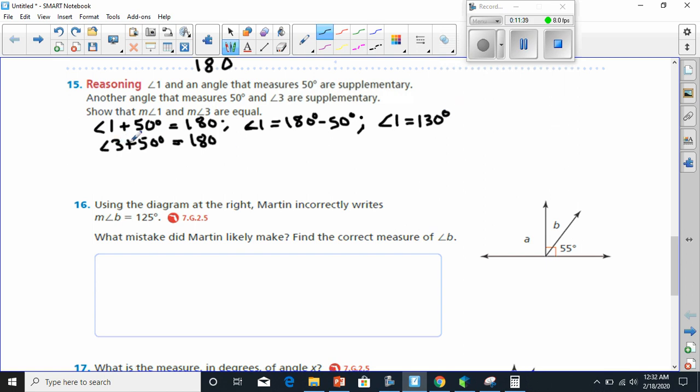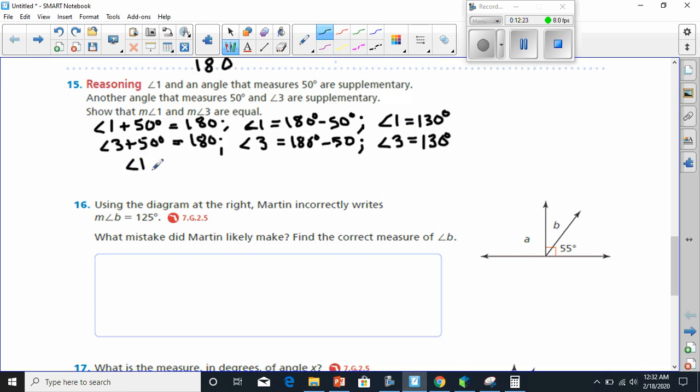If we solve for angle 3, it should be no different, because angle 3 is also equal to 180 minus 50. We're using the properties of subtraction. Remember, I need to get angle 3 by itself, so I'll subtract 50 here, and I'll also subtract 50 here. Whatever I subtract from one side, I'm subtracting from the other side. And that means angle 3 also has to equal, 180 minus 50, I'm sorry, it has to equal 130, not 180. Well, there we go.